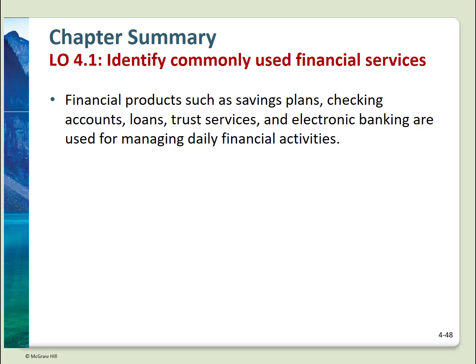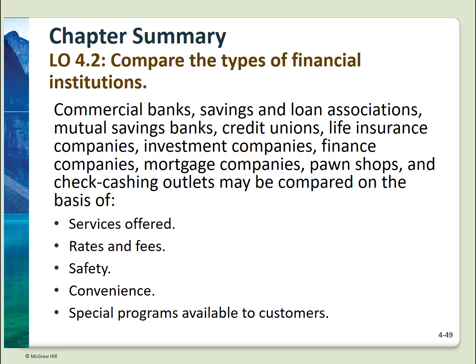Summarizing the chapter. These slides go over the four learning objectives. Identify commonly used financial services. We covered all the basic ones. Savings plans, checking accounts, loans, electronic banking. We'll cover trusts in Chapter 14. Compare the types of financial institutions. We covered a variety of types of financial institutions and the criteria to compare them.